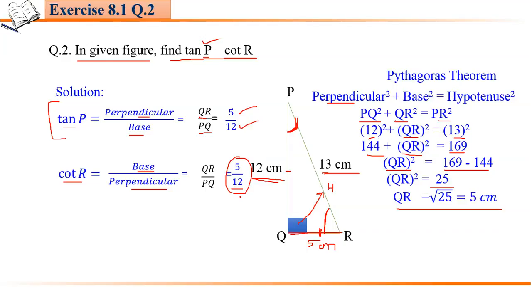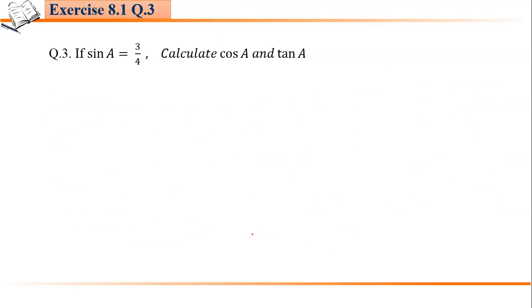Now we have to subtract the values. When you subtract tan P minus cot R, you will get 5 upon 12 minus 5 upon 12, that is 0. So our answer for this question is 0. That is, tan P minus cot R for this figure is equal to 0. So I hope this question is clear. Let us see the next question, that is question number 3.